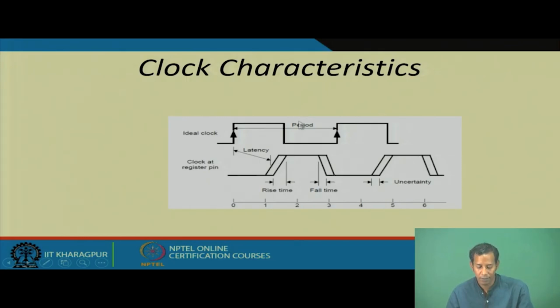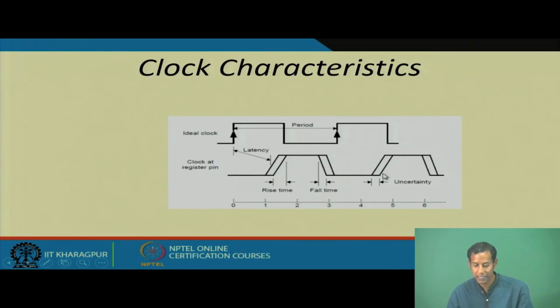Generally, if I consider the clock as an ideal clock, the transitions from 0 to 1 and 1 to 0 are instantaneous, that means just vertical, but in actuality the clock at the register pin is something like this. So, from the ideal one to the real one, this is the latency time of the clock which we have already discussed. And then we need some time from 10% to 90%, that is the rise time, and from 90% to 10%, which is the fall time.